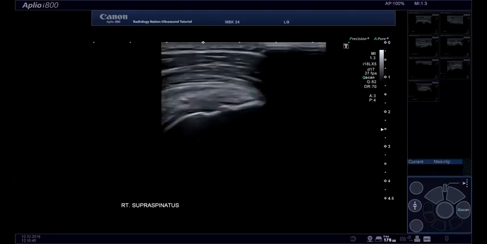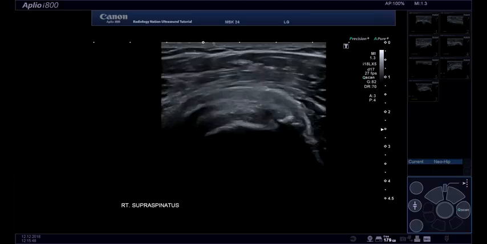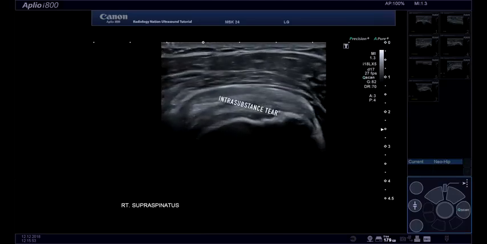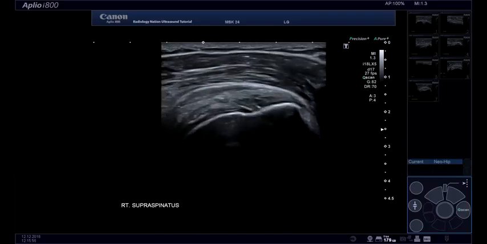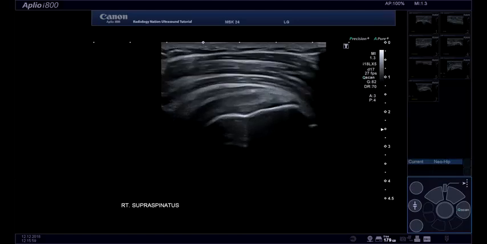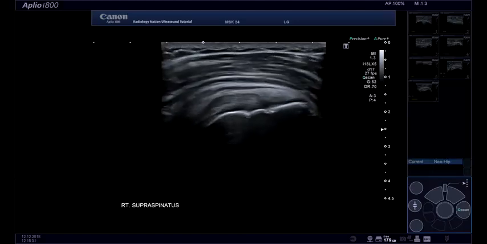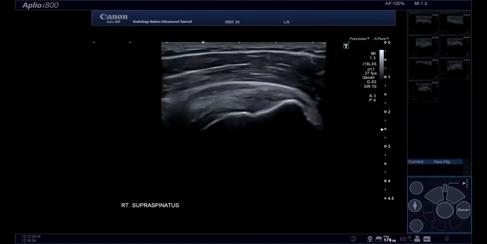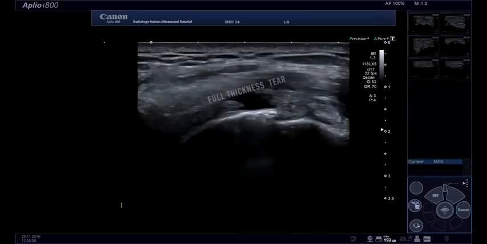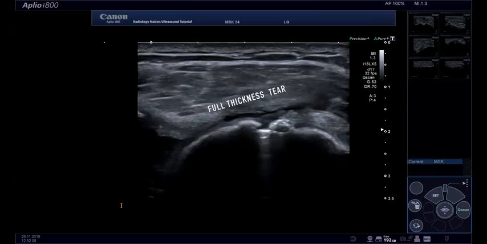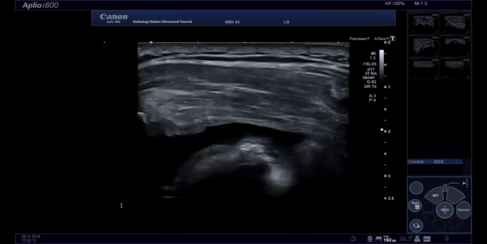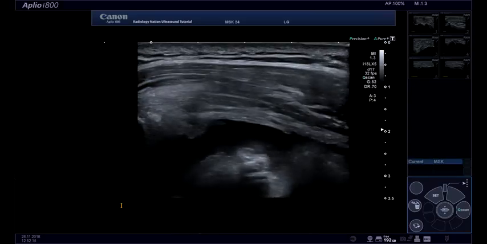Sometimes the tear does not reach the surface of the tendon at all. Tears that are contained within the tendon, like in this example, are called intrasubstance tears. This example of a full thickness supraspinatus tear shows a cleft of fluid extending all the way through the tendon, with no real tendon left in between. You can also see that the ends of the torn tendon are retracted.